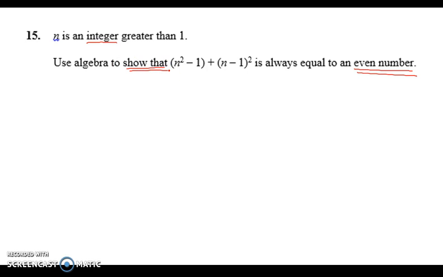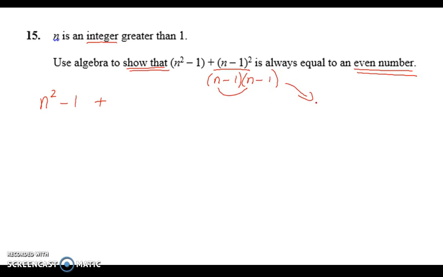So let's start by looking at the algebra then. Let's start unpacking the algebra. So we've got n squared minus 1 plus, now this bit here, n minus 1 all squared. When you square something, it means you times it by itself. So we need to times this bracket by itself. And if we expand this, what would we actually get?